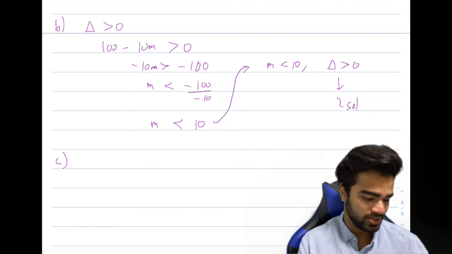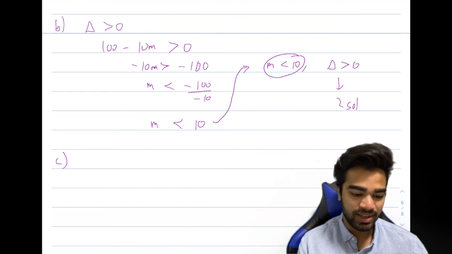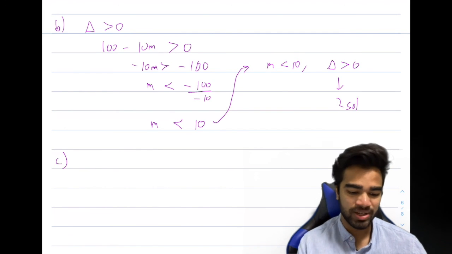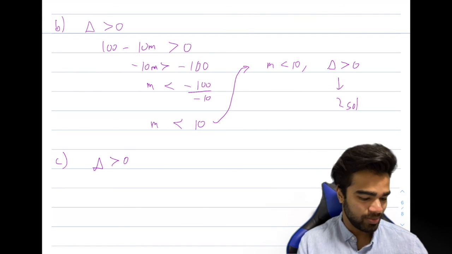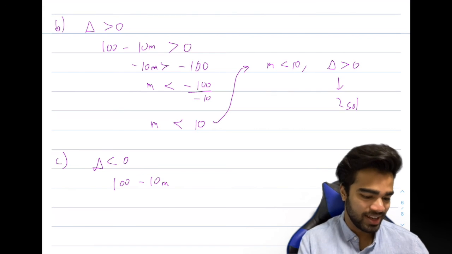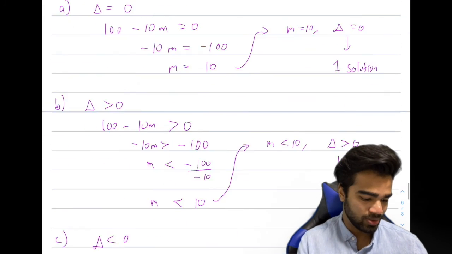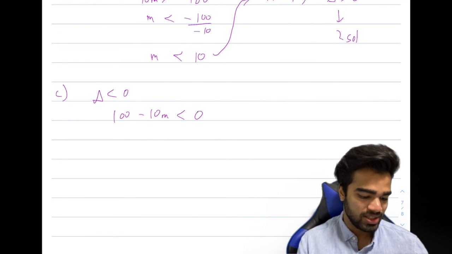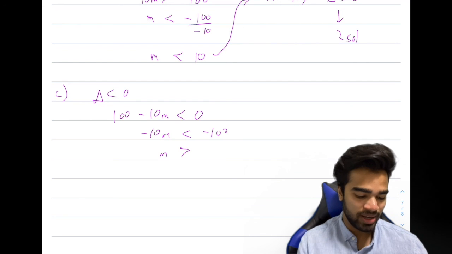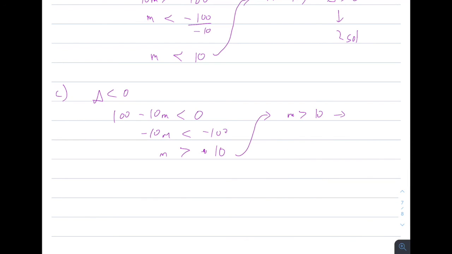That's it. Okay, so last one, C. I think you can probably guess you just need to flip that sign around. So it'll be m is bigger than 10, but let's just do it quickly. Discriminant bigger than 0, 100 minus 10m, sorry, not bigger than 0, my bad. Less than 0 for no solutions, because part C was no solutions. So this has to be less than 0. Negative 10m less than negative 100, because you're dividing by a negative number, m is bigger than 10. So if m is bigger than 10, you have discriminant less than 0, which will give you 0 solutions.